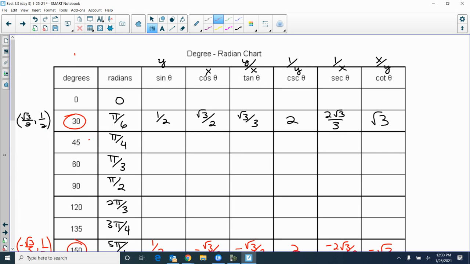All right, like I said, I'm going to go through here. If you think you're good, keep rolling. Otherwise, just follow along. 0 degrees. What are the coordinates at 0 degrees? It is the point (1, 0).